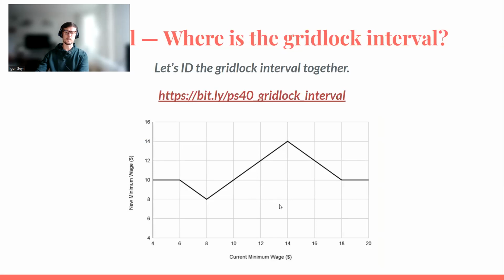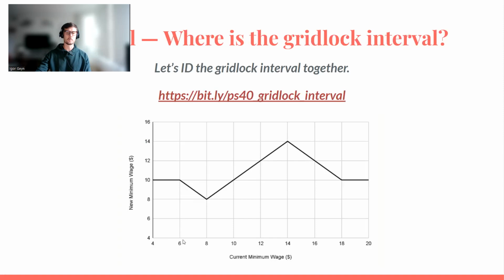So this right here is a graphical representation of both what happens to policy under different existing status quo policies, but it's also a graphical representation of the gridlock interval. So the way to read this is as follows: when the current minimum wage is $4, the new minimum wage that we end up with once the bill is proposed and we do all the voting, right? We start at $4, but we end up at $10 for our minimum wage.